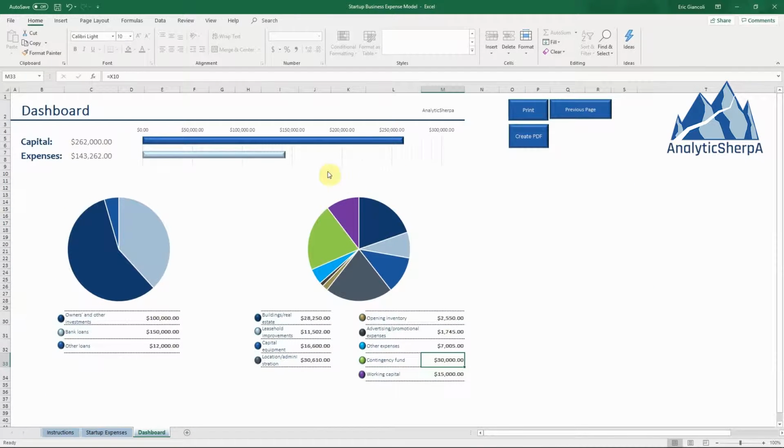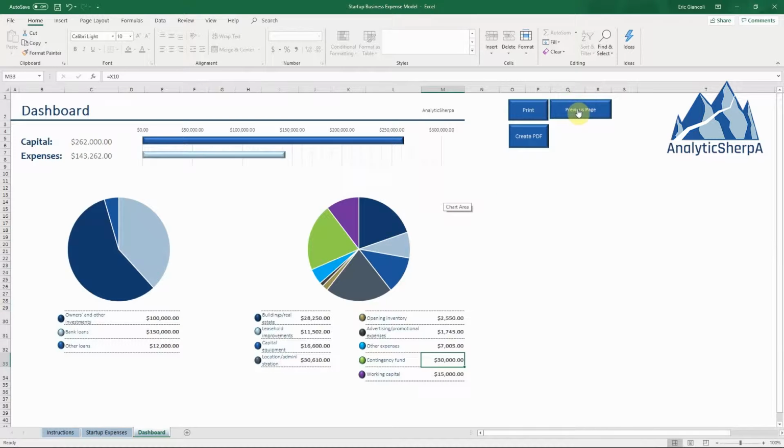So let's look at what we have. These are our startup expenses. Now our capital here, $262,000, that's what we have. And then what we need to start up is $143,000. Here is our expenses. So it looks right here, look, we've got a nice surplus here. And this is money that we're not necessarily using. So let's be a little more conservative.